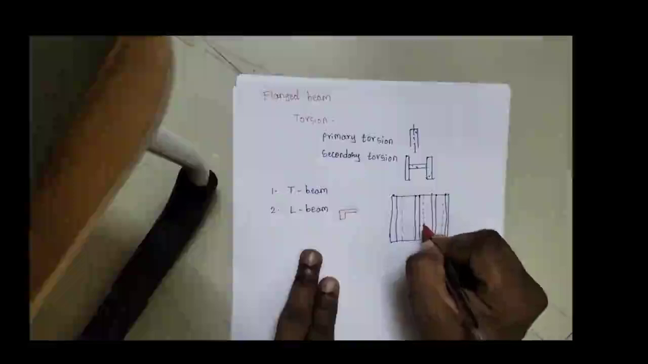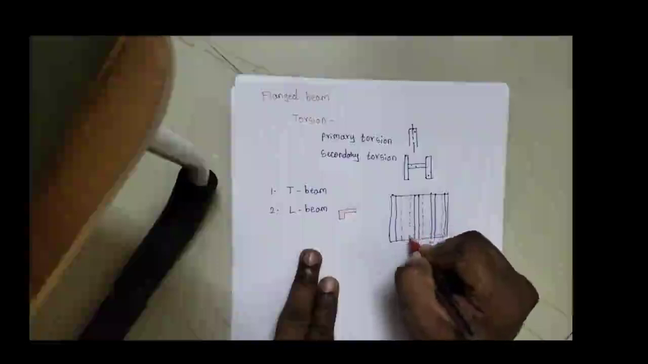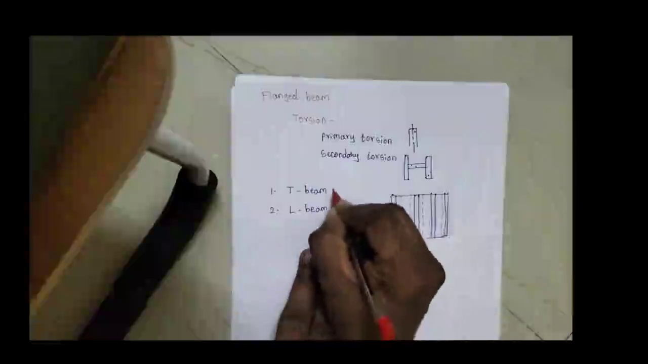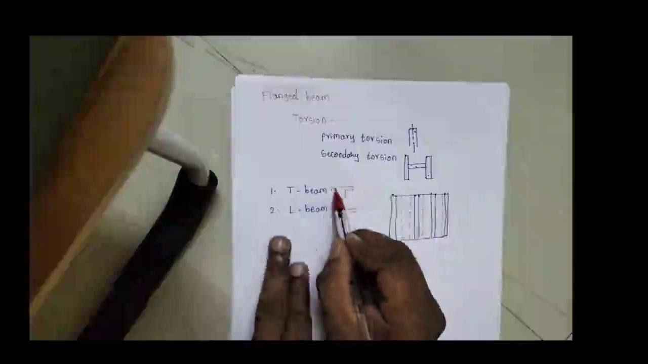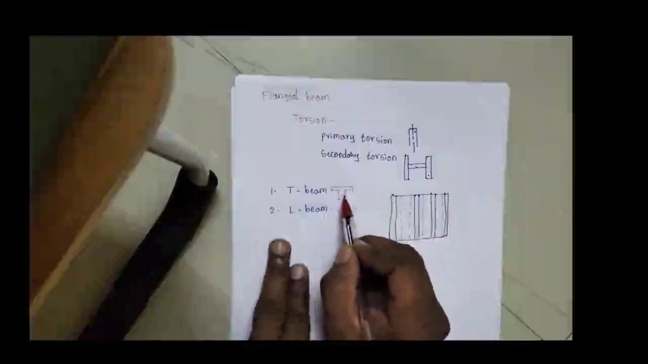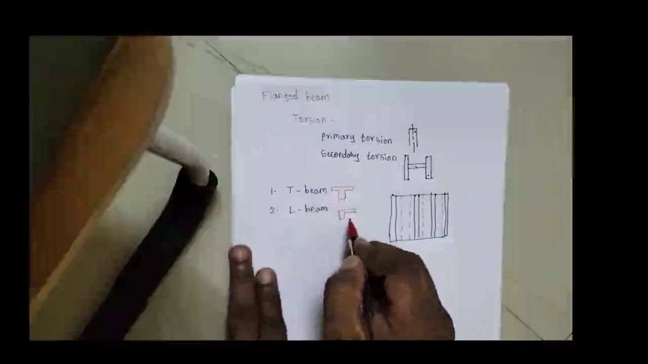If you are considering the center portion, then we will have slab on both the sides. That is, on both sides of the beam we will have a slab. So if you look at the cross section, we will have a shape like this. Here we will have a beam, and on the top we will have slab on both the sides. So if you look at the shape, it will be in the shape of T. So it is called a T beam, and the other is called an L beam.